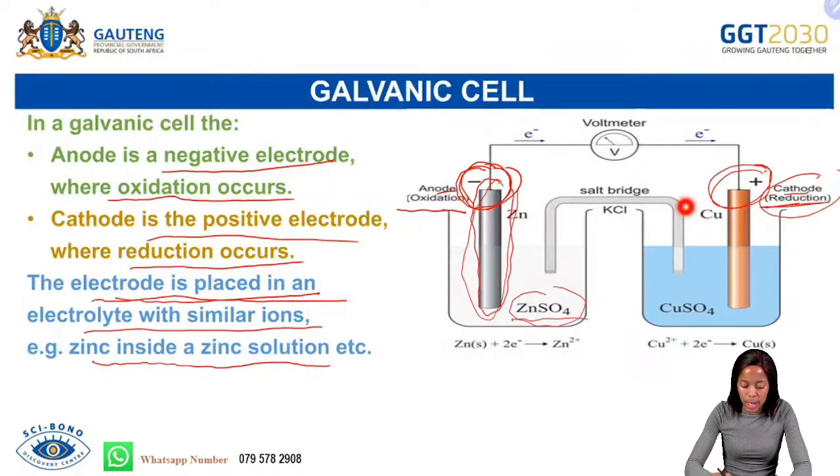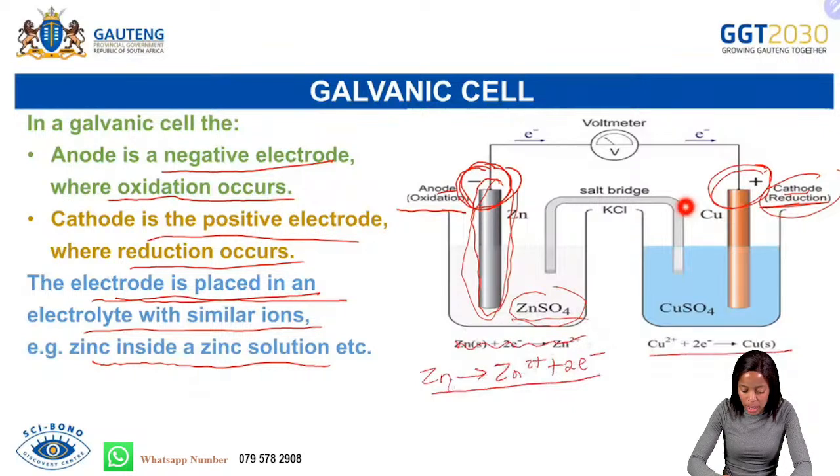Okay, so again, if you were to represent your anode half reaction, then it would be Zn to give us Zn2+ plus 2 electrons. So this would be your anode half reaction, and then this would be your cathode half reaction. So it would be Zn solid and Zn2+ aqueous. This one would be Cu. It would be Cu2+ aqueous, and then Cu solid.